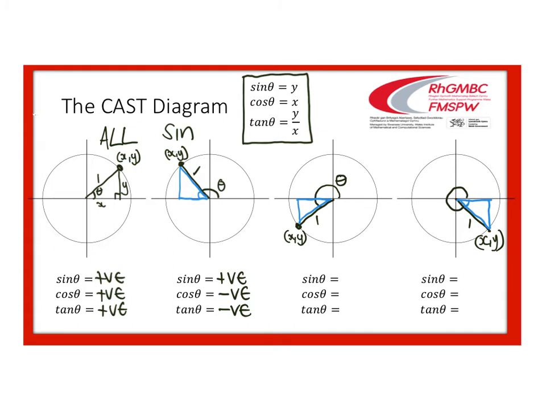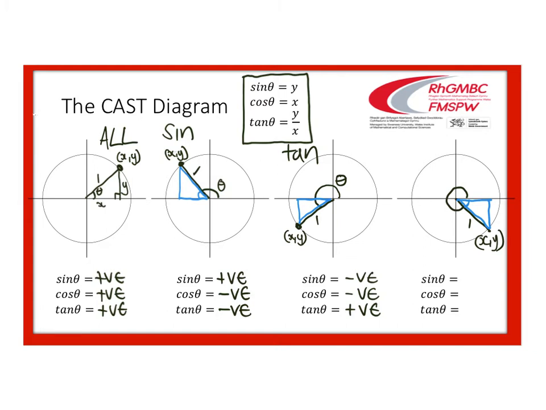So the third quadrant, y is going to be negative because it's below the x-axis. X is going to be negative because it's to the left of the y-axis. And tan is going to be a negative over a negative. So we get a positive. And the only trigonometric ratio positive in the third quadrant is tan.